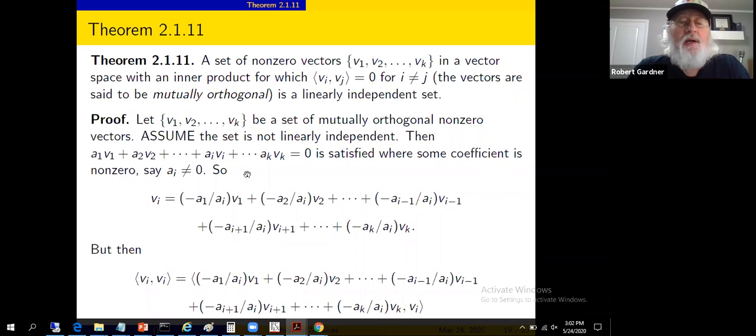Okay, then let's move everything else to the other side of the equation and divide by a sub I. You can do that because a sub I is non-zero. Then you'll get v sub I actually is a linear combination of the others. All right, so we get v sub I is, we picked up all those negative signs from moving things to the other side, and we've divided each of the coefficients by the a sub I to produce this.